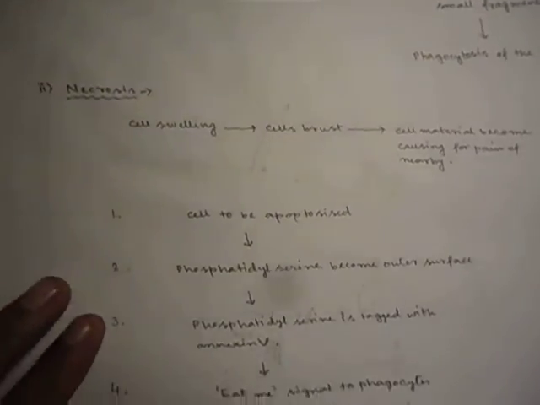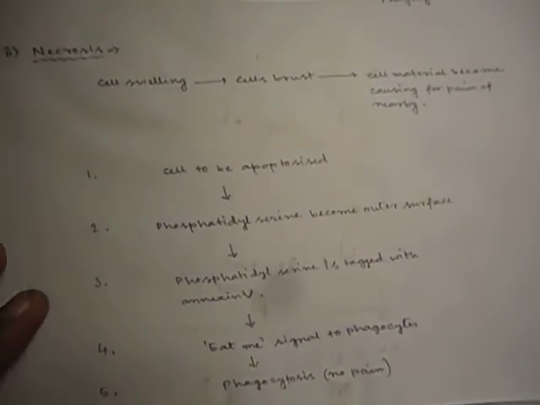Phosphatidyl serine, which is exposed to the outer surface, is tagged with annexin 5, which sends the eat-me signal to other phagocytes, and the cell will be phagocytosed. In this case, no pain is caused, but in the case of necrosis there will be pain, whereas in apoptosis no pain is caused.